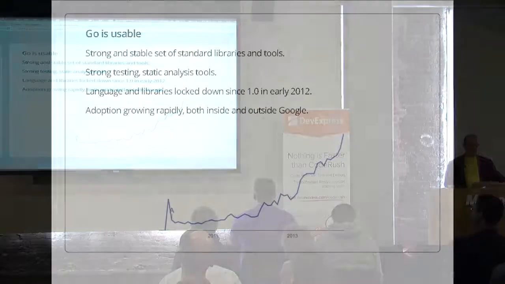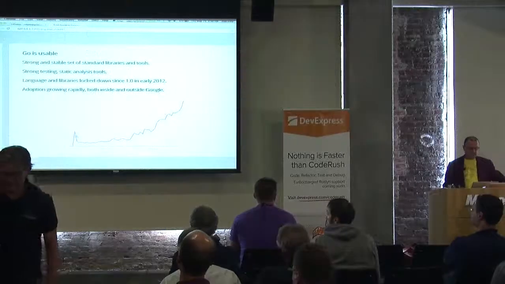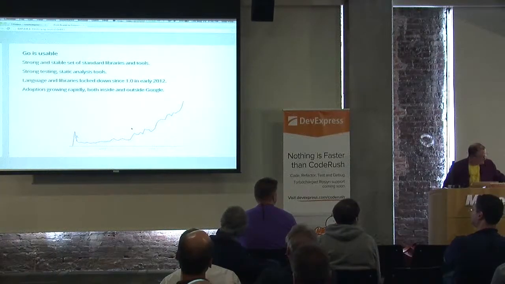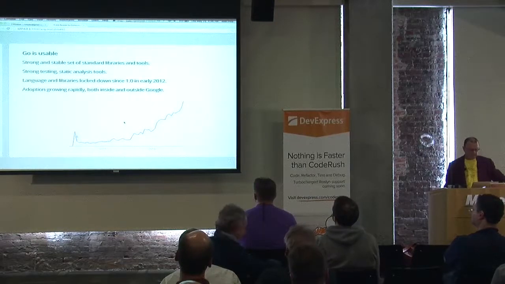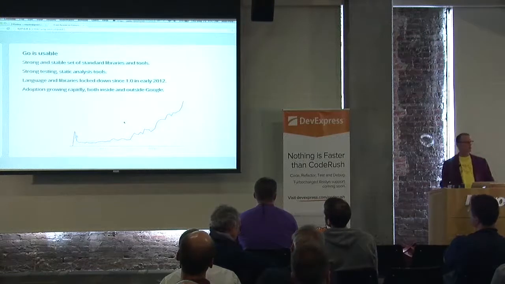And Go is very usable. I state this because it seems to be taking off. This is a graph from Google Trends, and you can see that somewhere around here, does that show up? There's a kink in the graph in mid-2012, which is when we standardized on Go 1.0 and said we weren't going to change anything anymore.